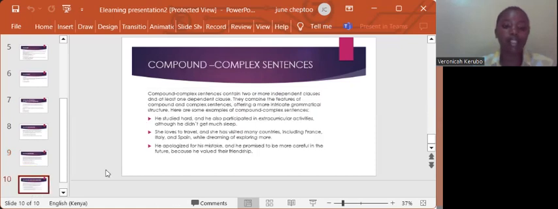The last type of sentence is compound complex sentences. Compound complex sentences contain two or more independent clauses and at least one dependent clause. They combine the features of compound and complex sentences, offering a more intricate grammatical structure. Here are some examples of compound complex sentences. He studied hard and he also participated in extracurricular activities, although he didn't get much sleep.